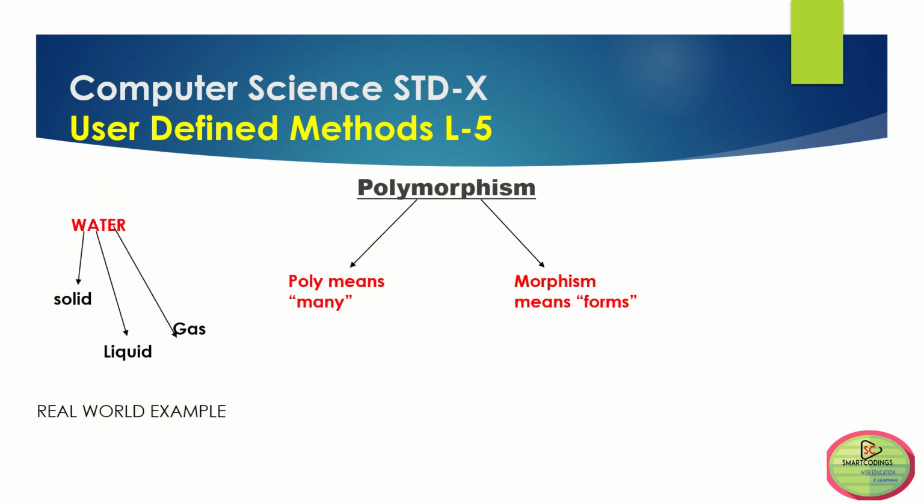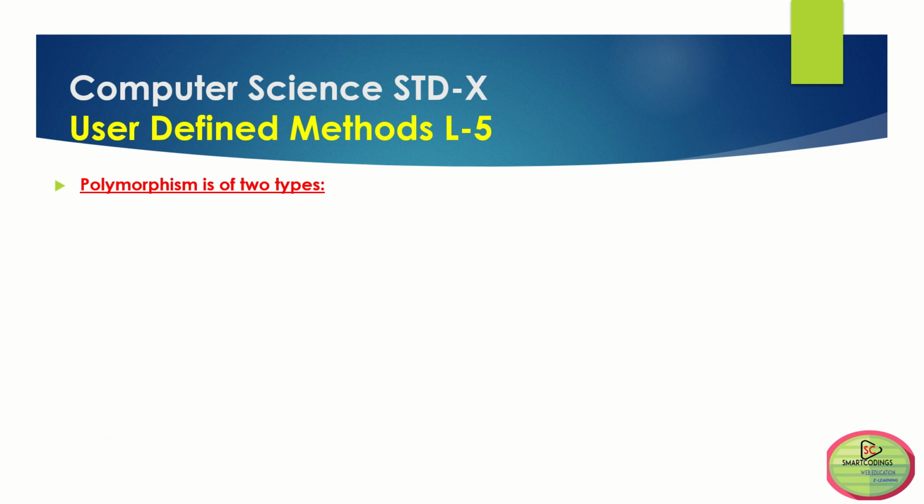Suppose polymorphism: the word poly means many, morphism means forms. To relate this to a real-world example, I have taken water here. It has different forms: solid, liquid, and gas. Same thing for multiple purposes. The object, water, is the same, but for different purposes it is used. So we'll be seeing this through an example over here.